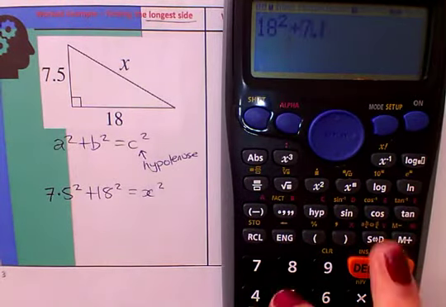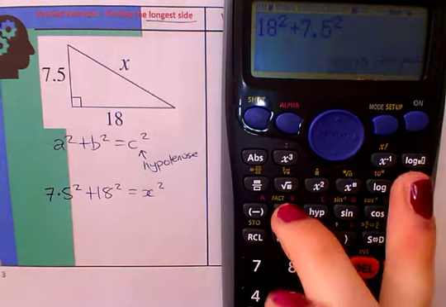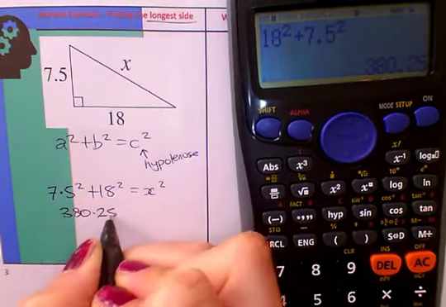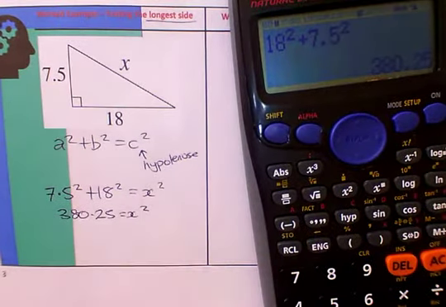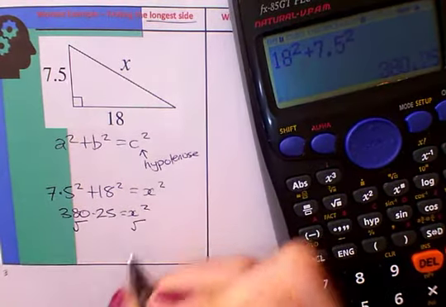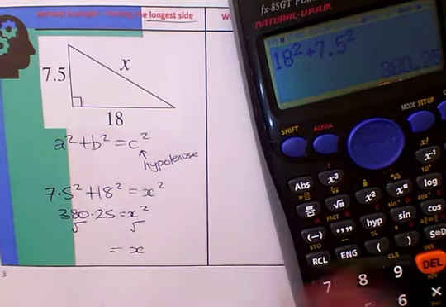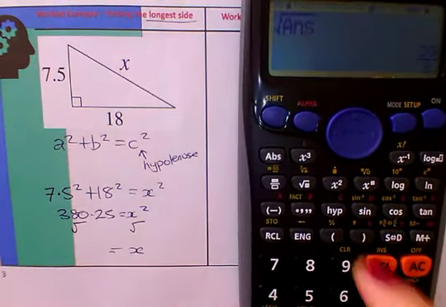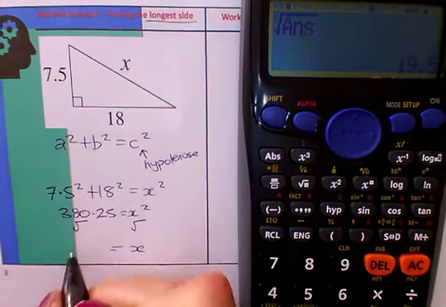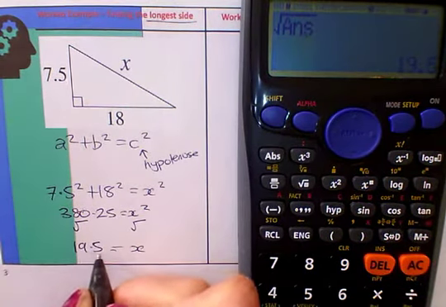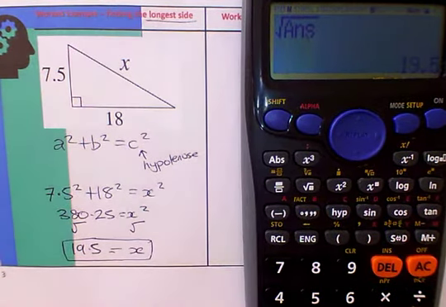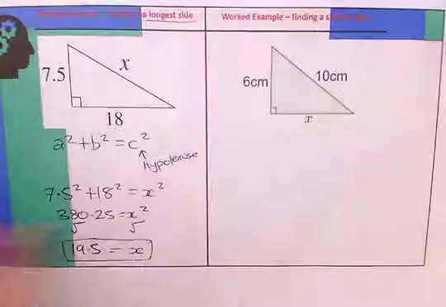So 18 squared plus 7.5 squared is equal to 380.25, and then to get x we need to square root on both sides, and you can just do square root answer, and that will give you a final answer of 19.5. So just make sure you're happy with each of those stages there.